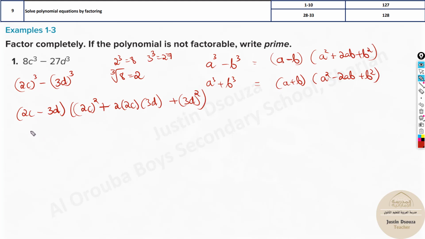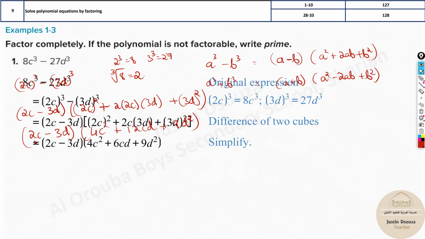Now let's rearrange and write it. Simplify, expand them. It'll be 4c square plus 4 times 3 is 12cd plus 9d square. This would be the answer. I think so. You can stop here. You do not need to do factoring or simplifying further. Yeah, that's the answer. See, they have not done it.